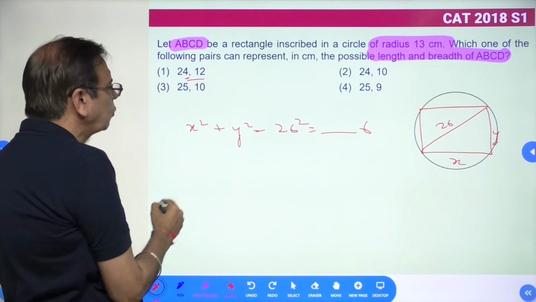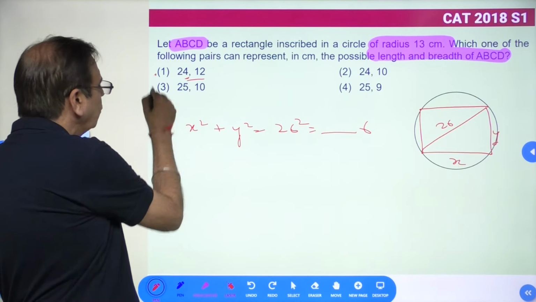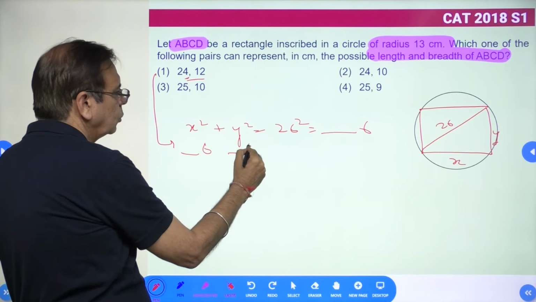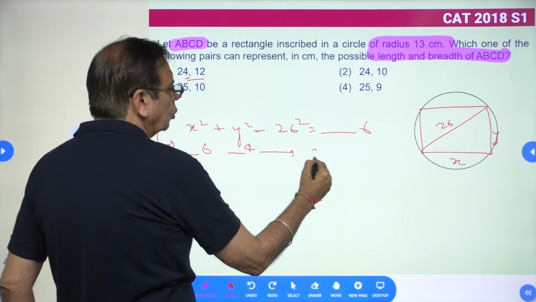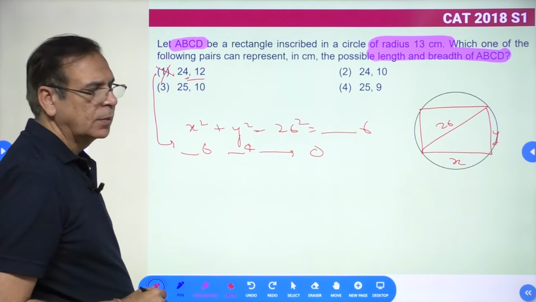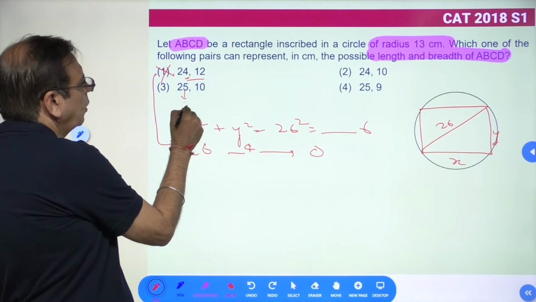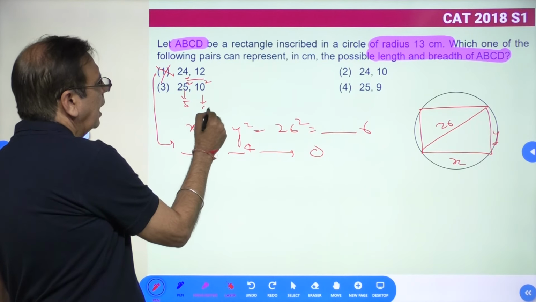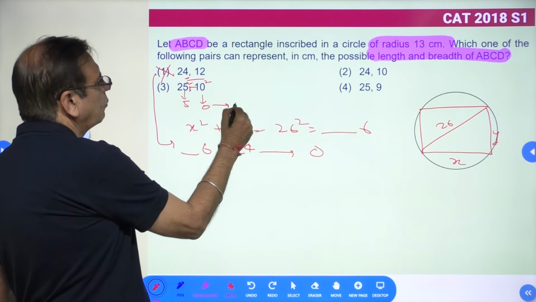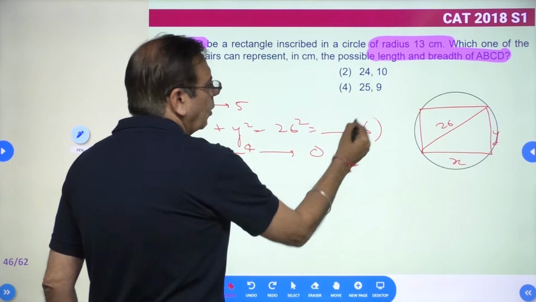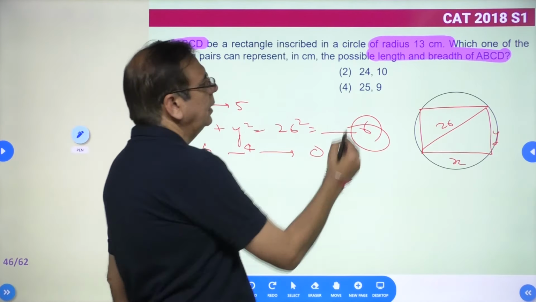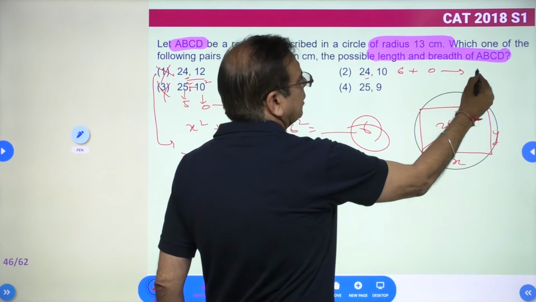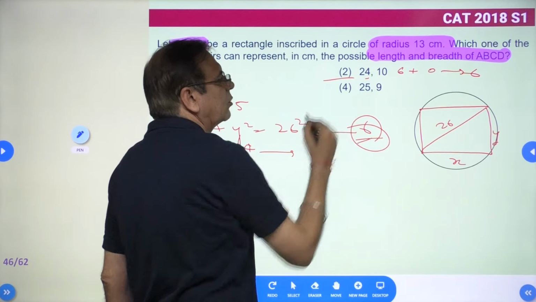If it is 24 and 12, unit digit for 24 will be 4 4 is 16, and for 12 will be 2 2 is 4. The unit digit is going to be 0, hence this is a wrong choice. Similarly, unit digit for this is 5, 25 square. Unit digit of 10 square is 0. The summation will have a unit digit of 5, which is a wrong choice because I want a unit digit of 6. Similarly, 4 4 is 16, plus 0, unit digit of 6 which tallies, so I will hold this choice.